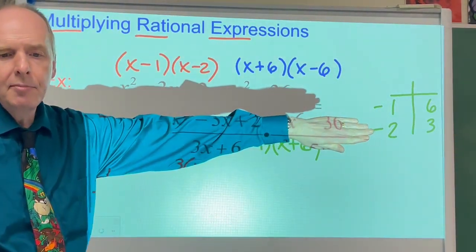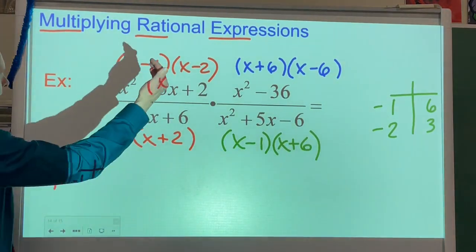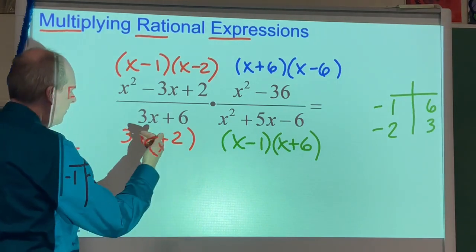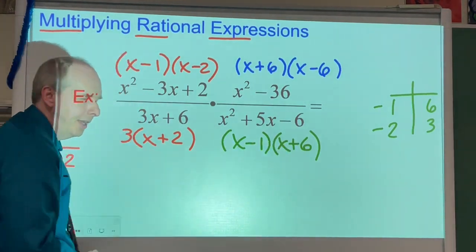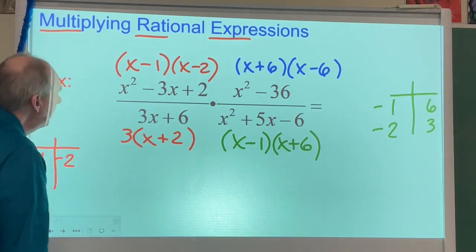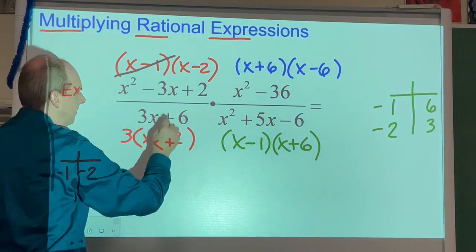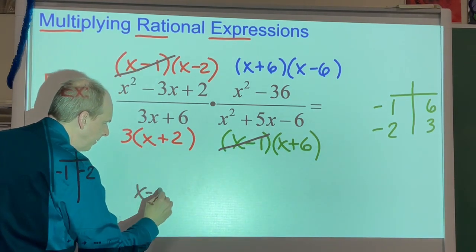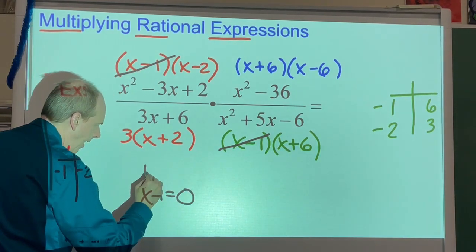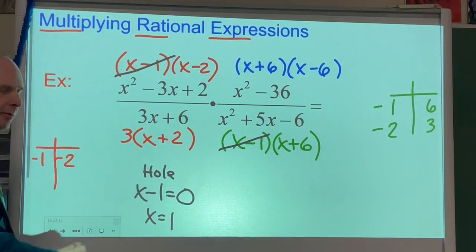We don't need it anymore. We have 4 factors up top. We have 1, 2, 3, 4 things on the bottom, and we're looking for twins that can cancel out. Anything up top that's identical to anything on the bottom. What can cancel? Well, I have an x minus 1 that can cancel with an x minus 1. It will still make a hole in the graph. Add 1 to both sides.